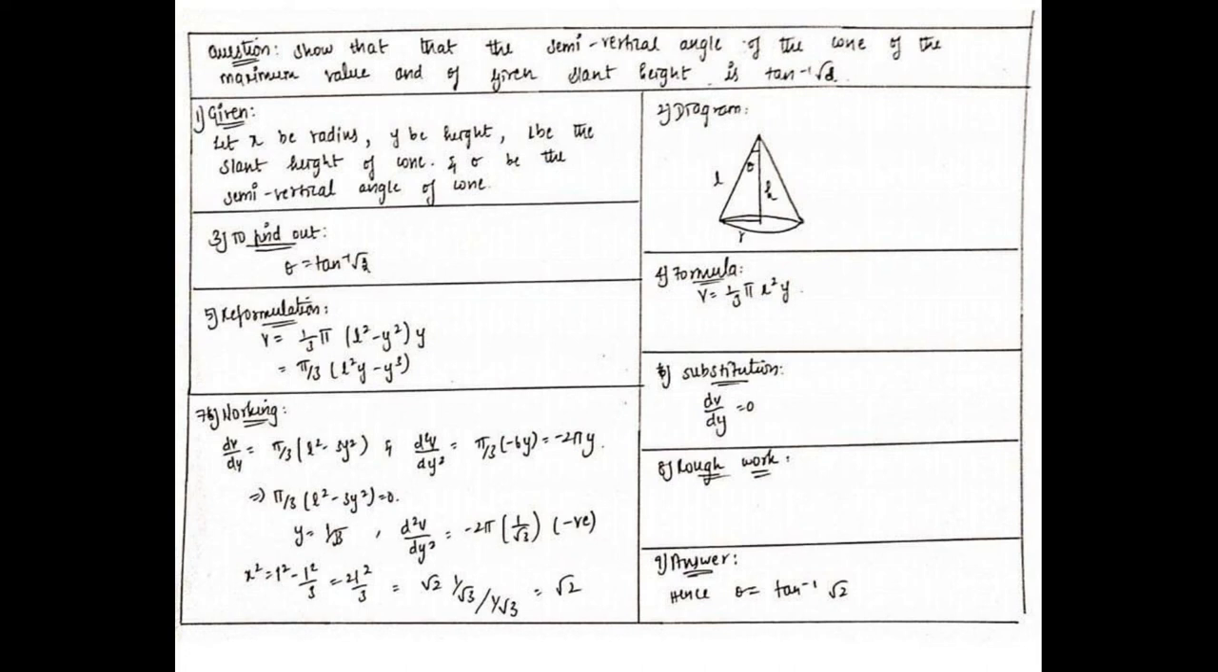Substitute dV/dy = 0. dV/dy = π/3 (l² − 3y²). And d²V/dy² = π/3 (−6y) = −2πy. You will get the answer as root 2 × (1/root 3)/(1/root 3), which is equal to root 2. Answer: hence θ is equal to tan⁻¹ root 2.